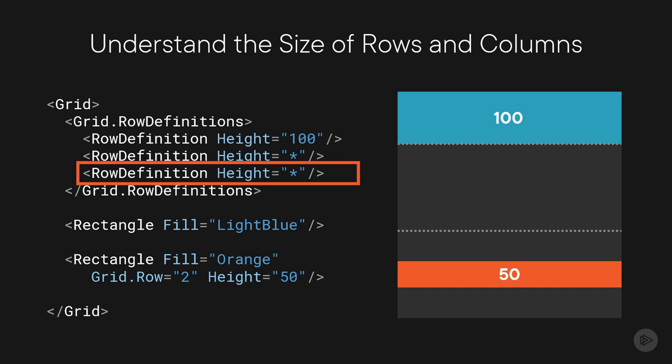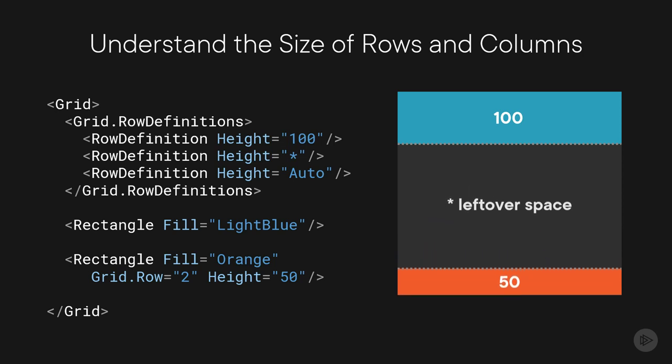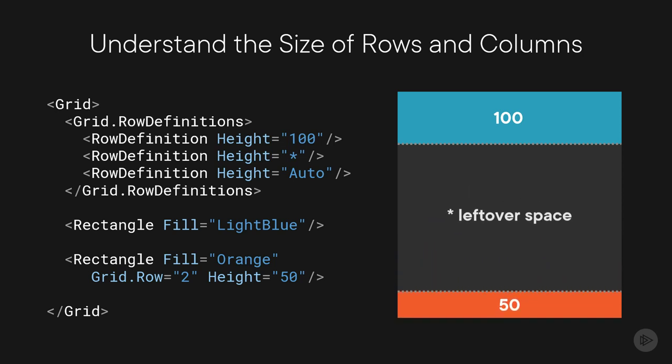Of course, in this case here, you could just hardcode the height of the row definition to 50 pixels. But a better approach is to set the height of the row definition to Auto. This means now that the row just uses the height of the highest element in that row, which is in our case the orange rectangle with a height of 50. The leftover space, which is the star-sized row definition, is the area of the grid that will shrink and grow when you resize the grid.